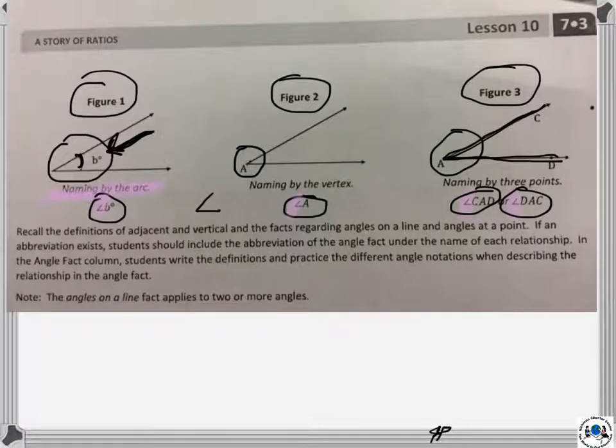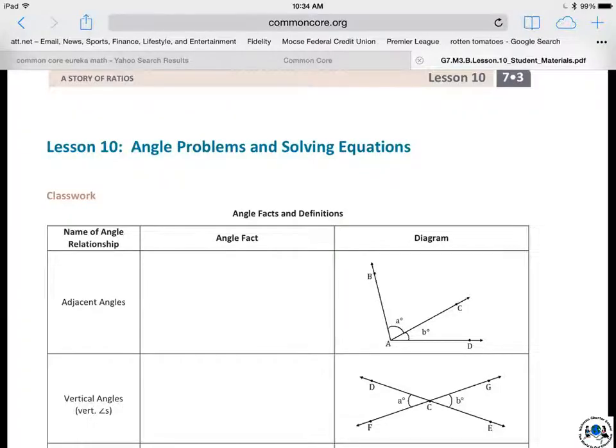So what we're going to do now is look at your first page in your binder, and talk about angles and the different names of angle relationships, which are going to help us before we get into solving some equations. Hopefully you're coming to this discussion with some knowledge of angles and the different types of angle relationships.